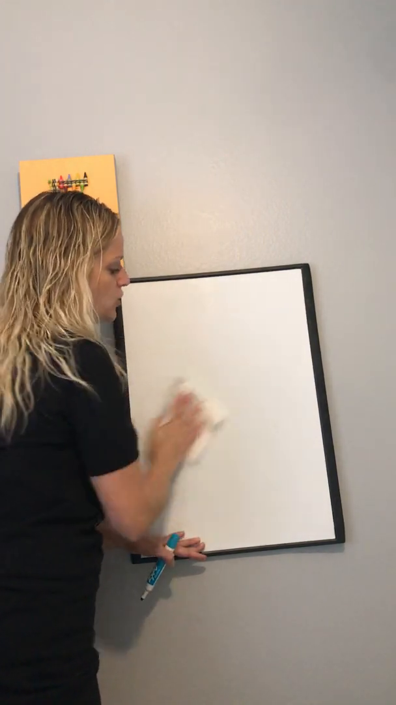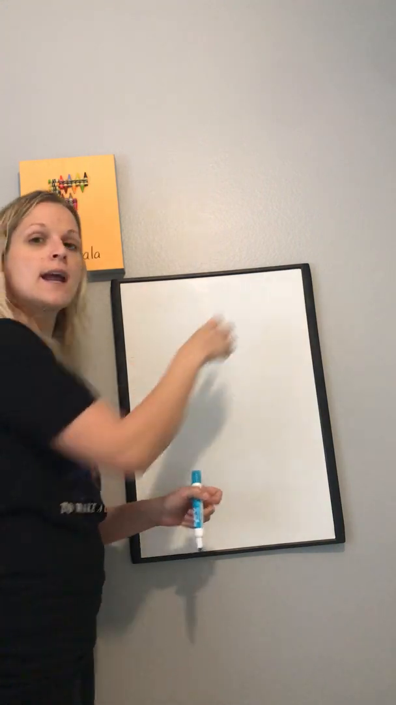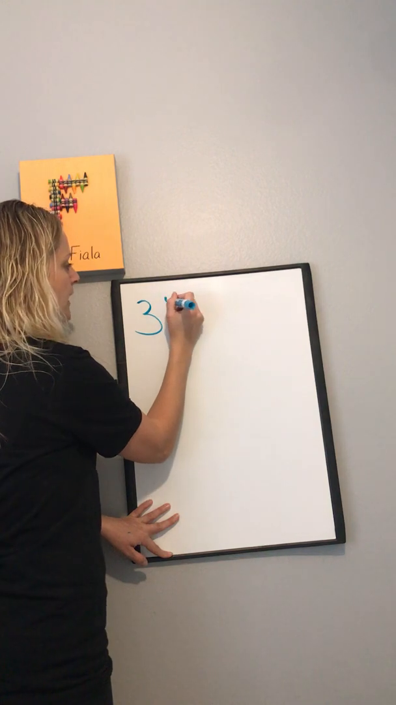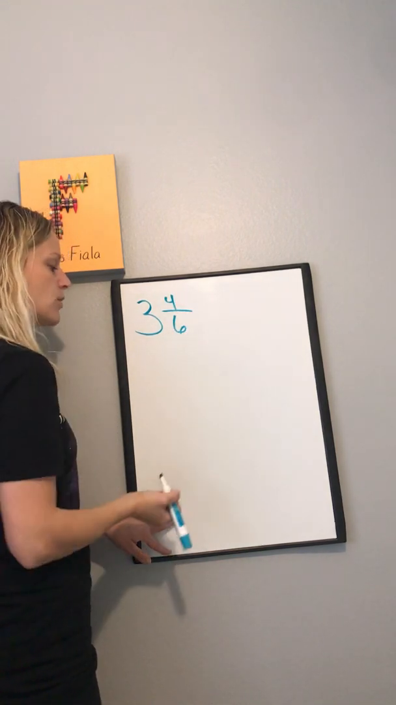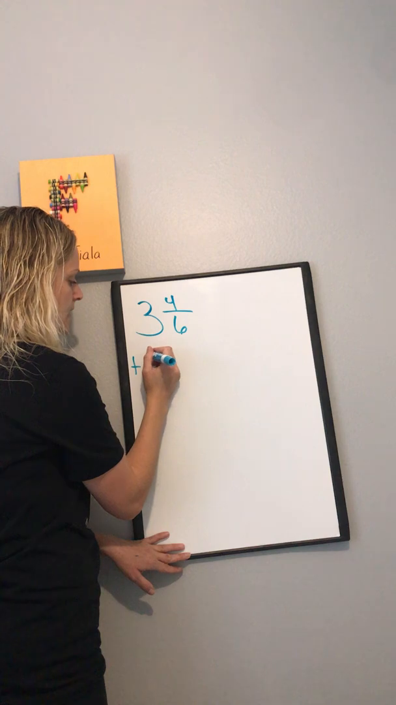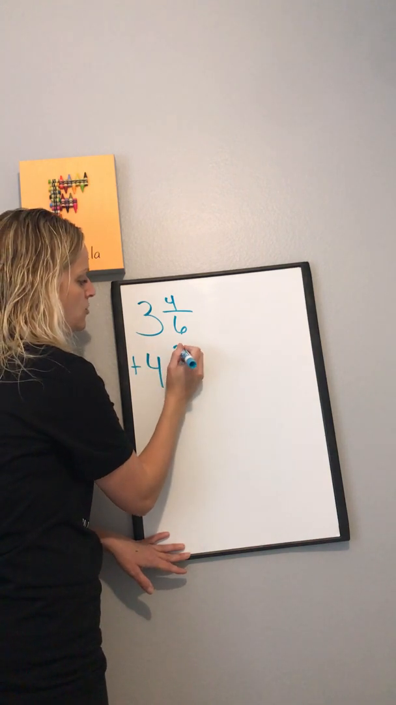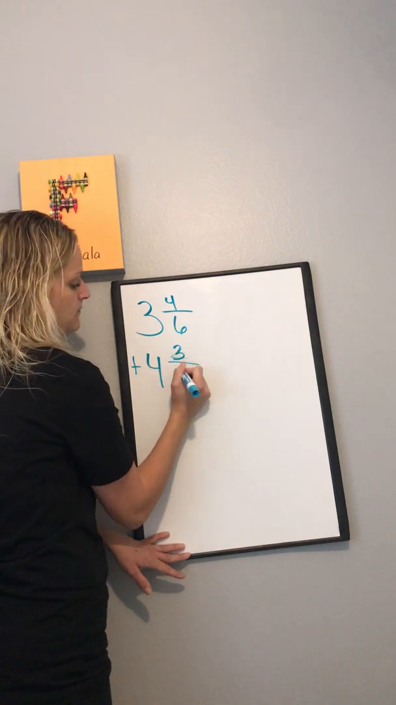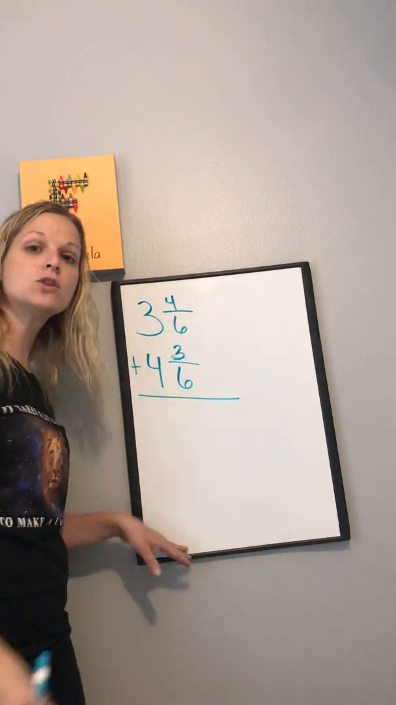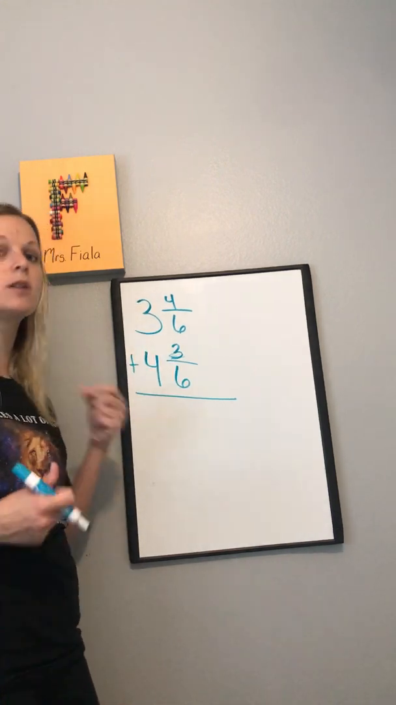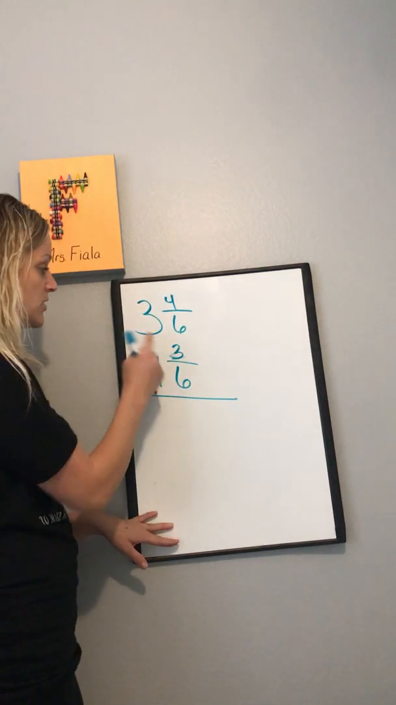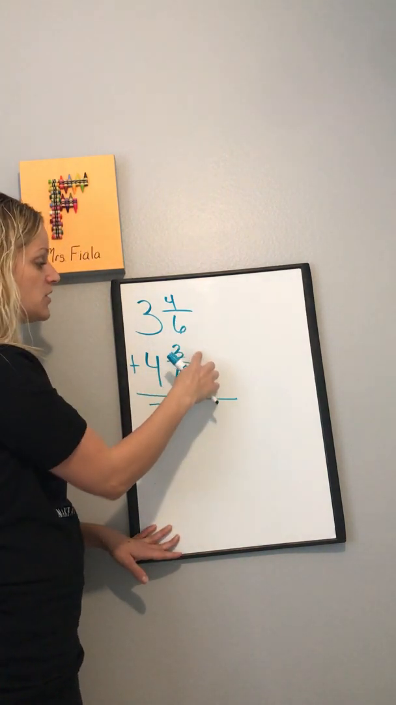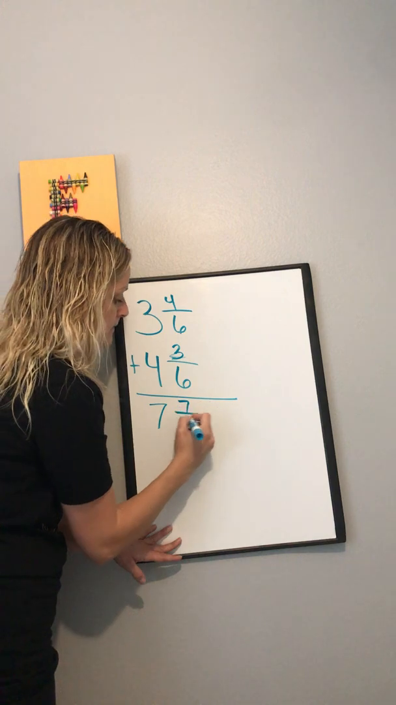I write mine across like that when I add them, but you can also write them, for example, up and down. So 3 and 4/6 plus, let's say, 4 and 2/6. Not 4 and 2/6. Let's do 4 and 3/6. Okay? So if you want to, you can write it out this way as well. The steps are going to be the same. So we're going to add our whole numbers. 4 plus 3, 7. We're going to add our fractions. 4/6 plus 3/6 is 7/6.